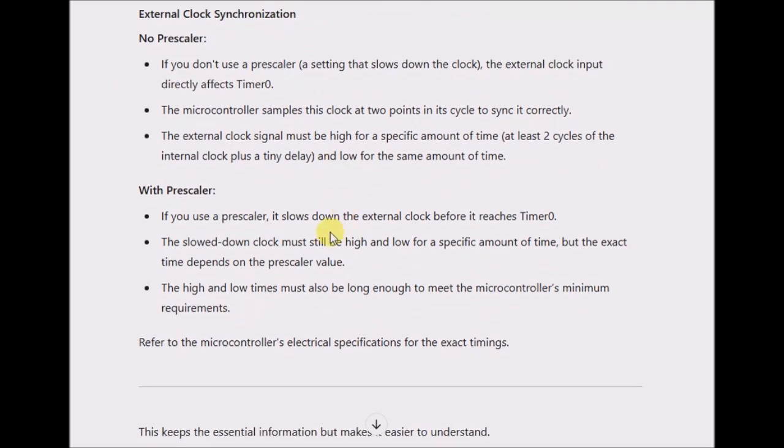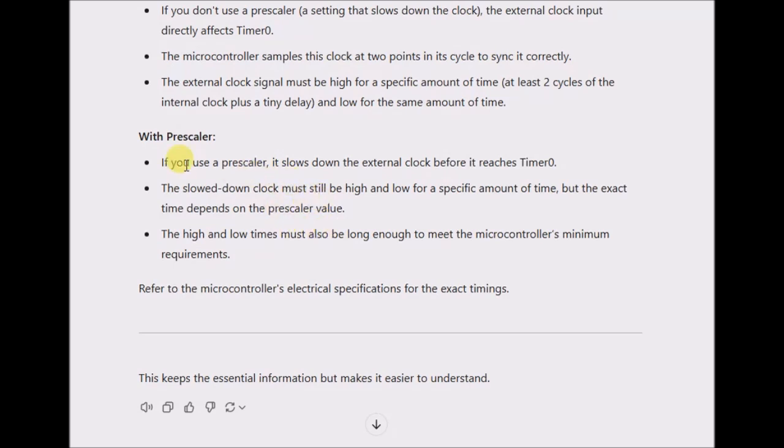With prescaler. When you use a prescaler, it slows down the external clock before it reaches Timer 0. The slowed down clock must still be high and low for a specific amount of time, but the exact time depends on the prescaler value. The high and low times must also be long enough to meet the microcontroller's minimum requirements. Refer to the microcontroller's electrical specifications for the exact timing. This keeps the essential information, but it makes it easier to understand.